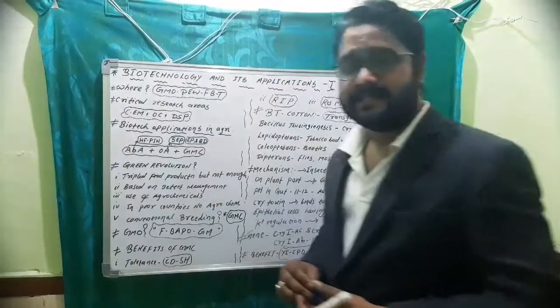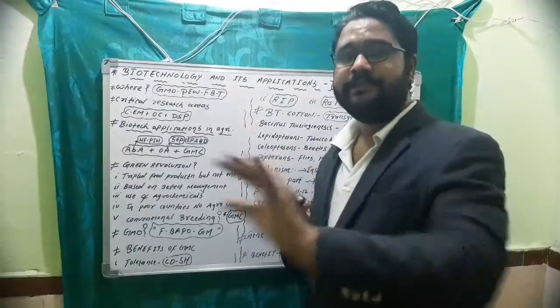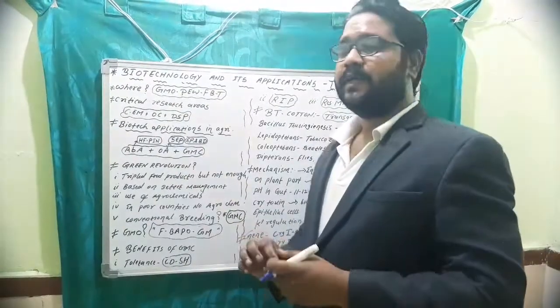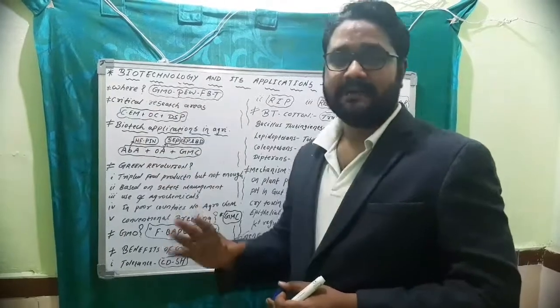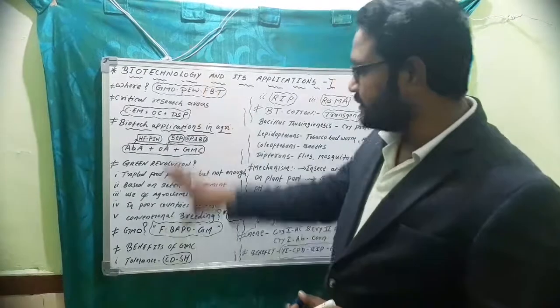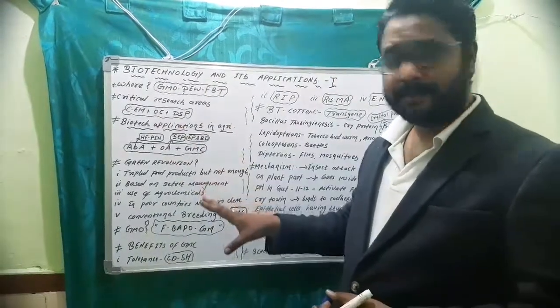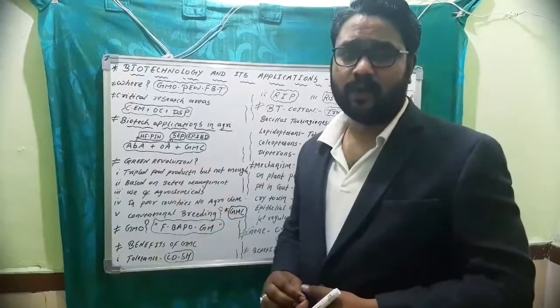Now the third one is genetically modified crops. The solution to all the problems in the agricultural field is to modify the crop at the genetic level, that is called genetically modified crops. Now before going into these biotechnological applications in agriculture, let us understand that the green revolution also happened.